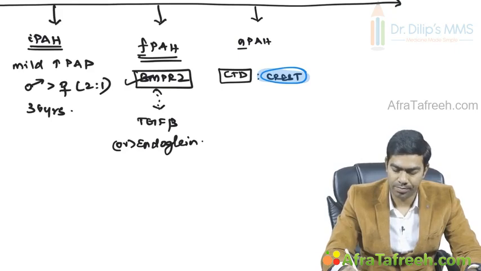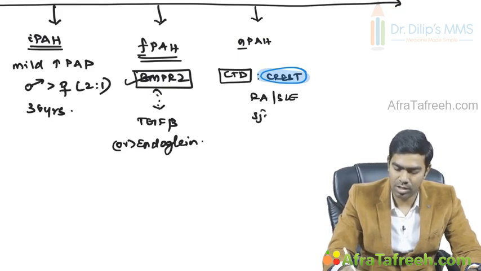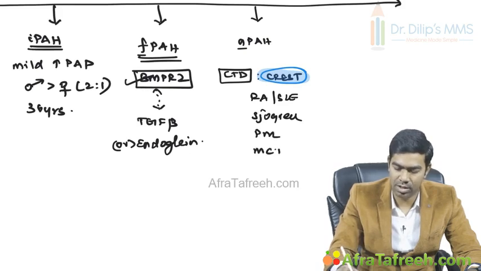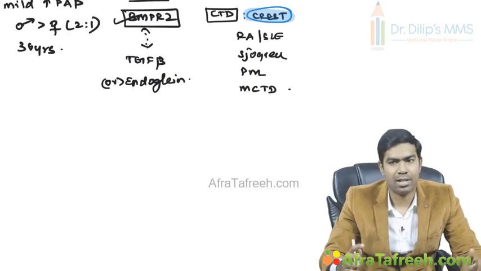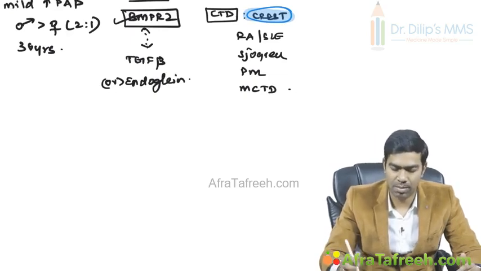Then you have rheumatoid arthritis, SLE, Sjogren syndrome, polymyositis, mixed connective tissue disorder. Lot of conditions can produce this type of pulmonary artery hypertension. That is coming under something called APAH, associated pulmonary artery hypertension.